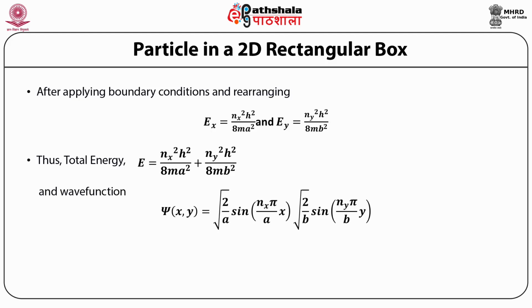And by normalizing the wave function, we get psi(x,y) is equal to root of 2 by a sine of nx pi by a multiplied by x, multiplied by root of 2 by b sine of ny pi y by b.